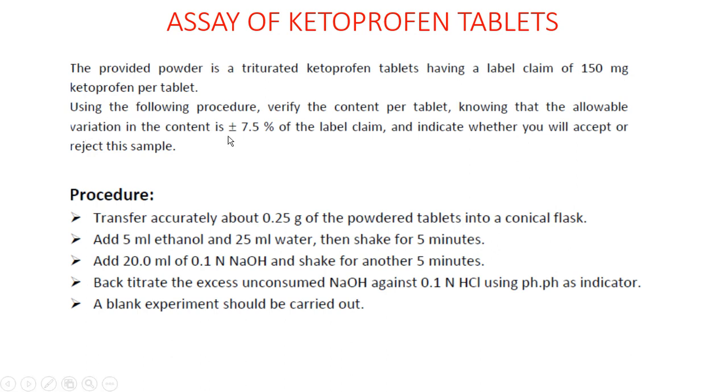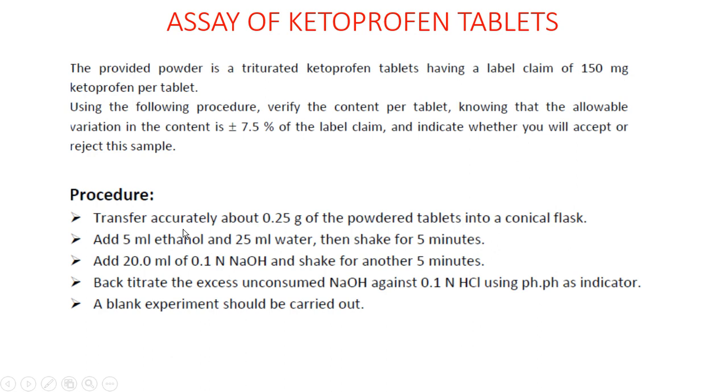And you are going to use the following procedure to verify the content per tablet, knowing that the allowable variation is plus minus 7.5% of the label claim. And you are going to indicate whether you will accept or reject this sample.